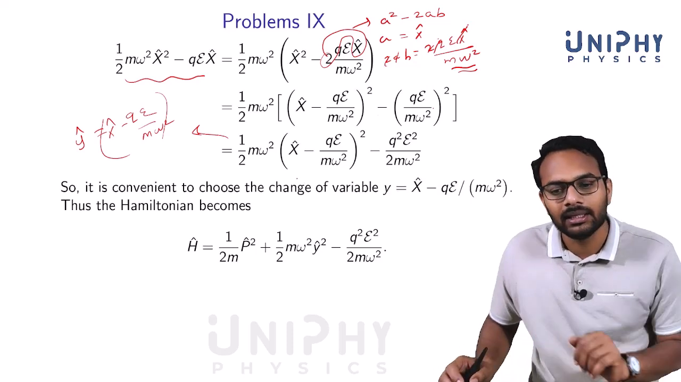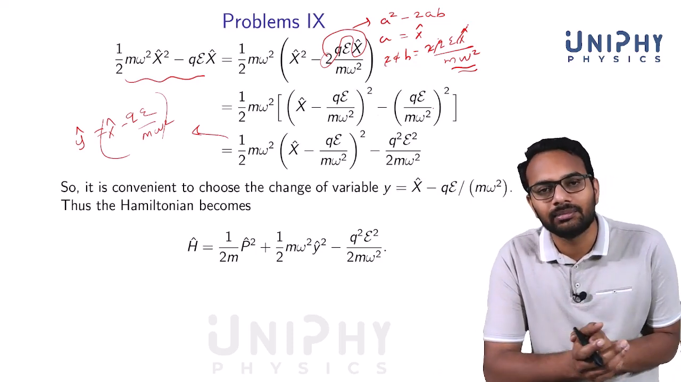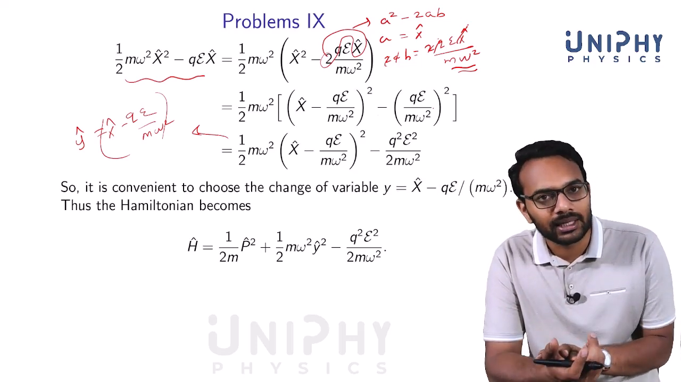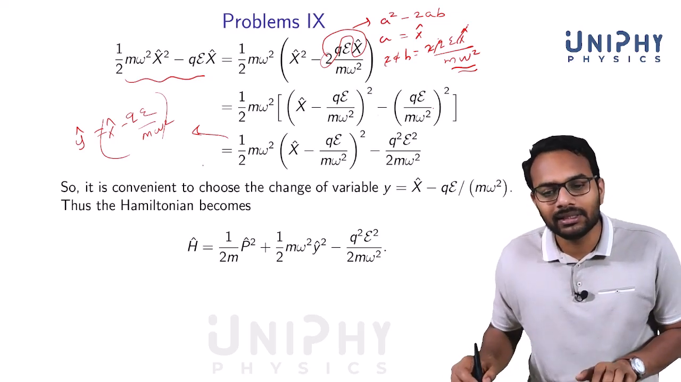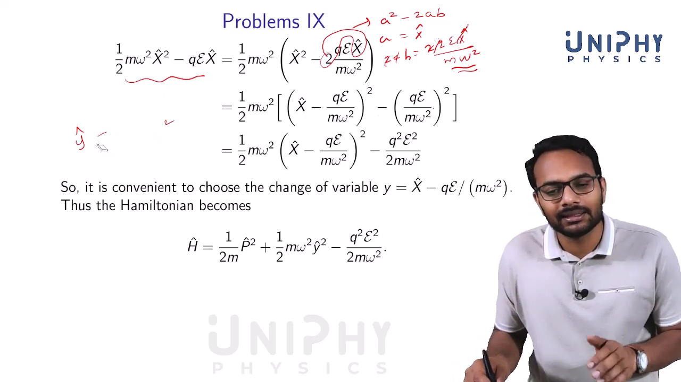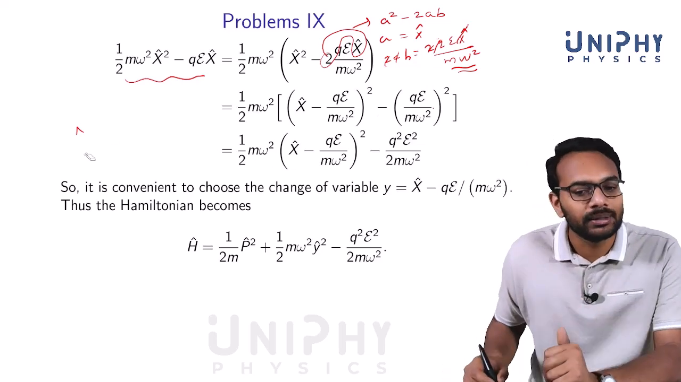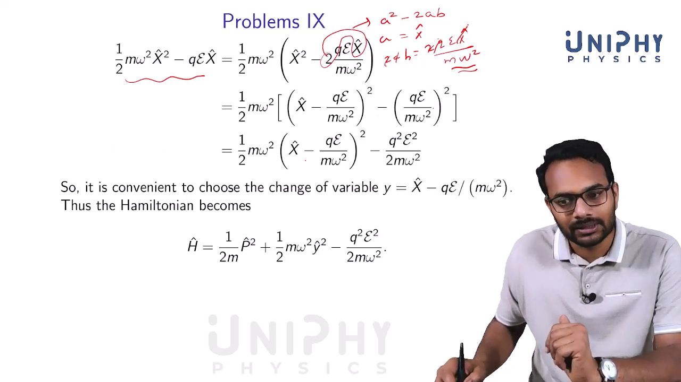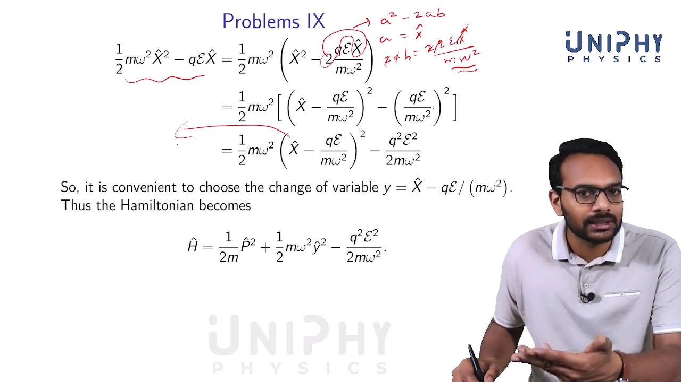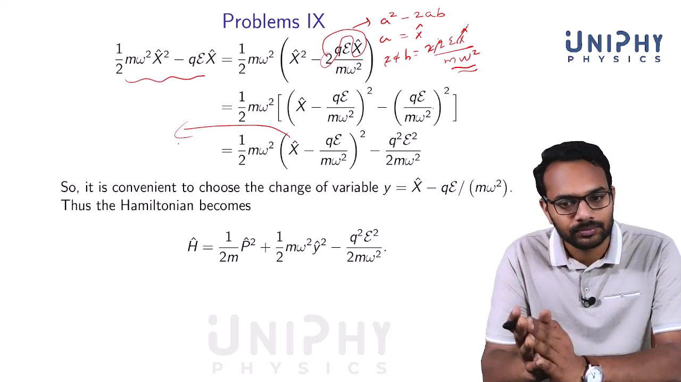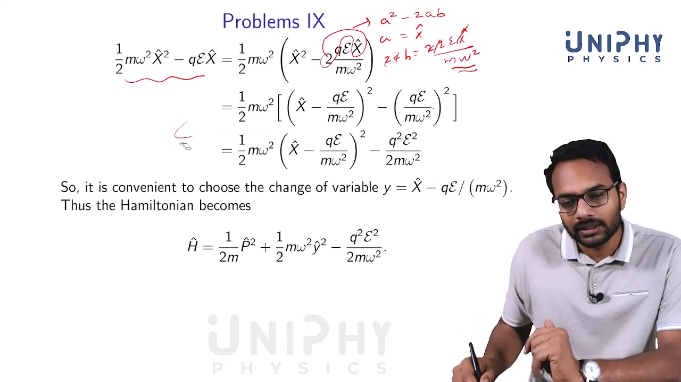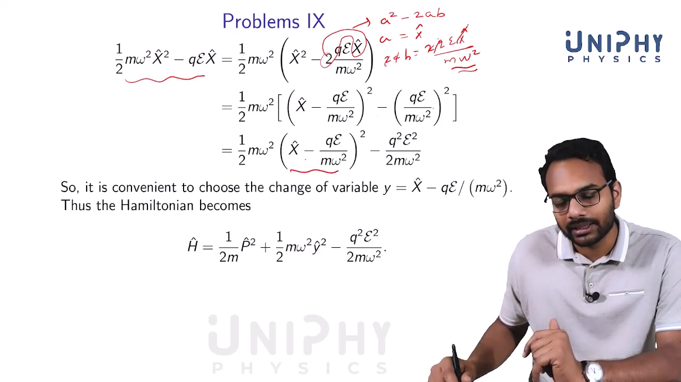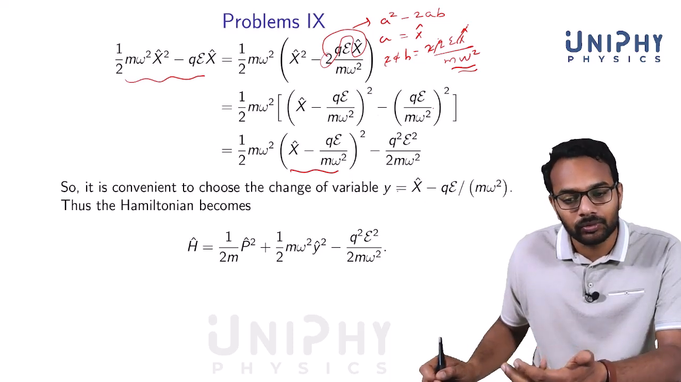So what we are doing here is just shifting the coordinate system a little bit, by a factor q epsilon by m omega square. So this is just a translation, or we can say we are translating the system by a factor q epsilon by m omega square. This is a simple translation and it doesn't change the properties of the system. We are using a new coordinate system which is translated by a constant amount. That's all. So we make this variable change: x minus q epsilon by m omega square is your new variable y.